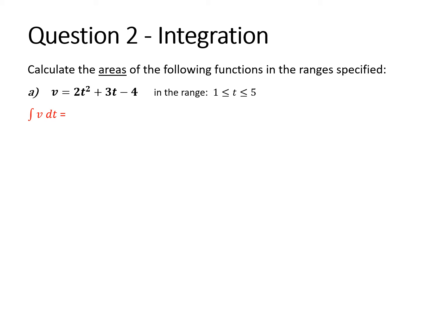So the answer to the integral is going to be 2t cubed over 3 plus 3t squared over 2 minus 4t. There would normally be a plus c, but because this is a definite integration, we're actually finding an area, we can ignore the plus c. Now you should write your integral inside square brackets, and then put the limits where we're trying to find the area between. They should normally go at the top and the bottom, the higher one at the top and the lower one at the bottom.